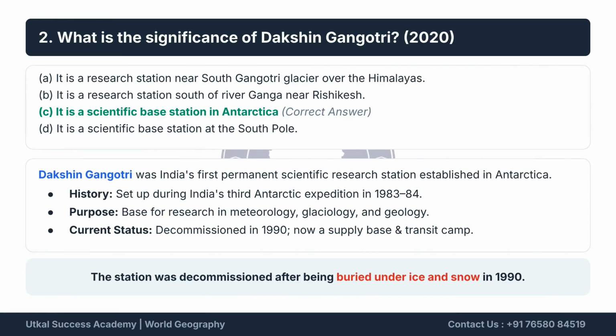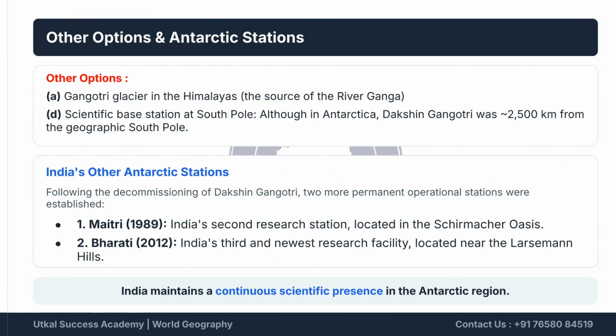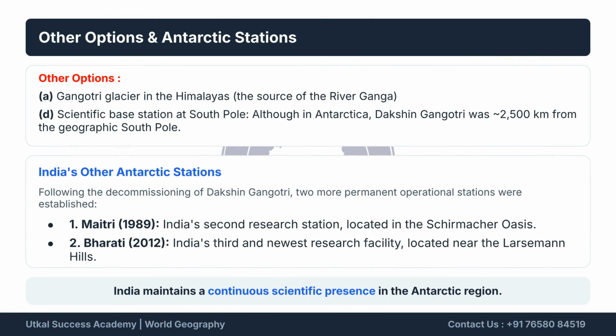Next, let's look at the significance of Dakshin Gangotri. The correct answer is that it is a scientific base station in Antarctica. Dakshin Gangotri was India's first permanent research station in Antarctica, established in 1983-84, but was decommissioned in 1990 after being buried under ice and snow. The other options mentioned are incorrect.